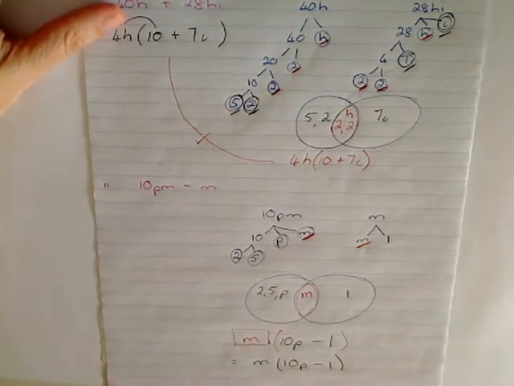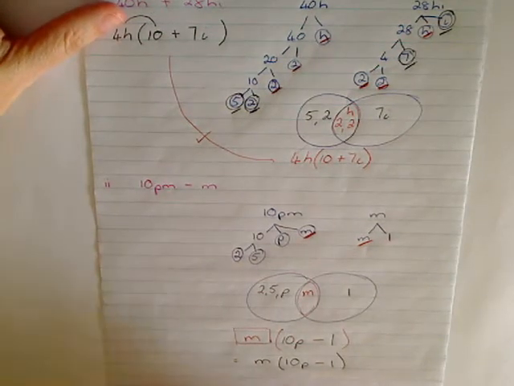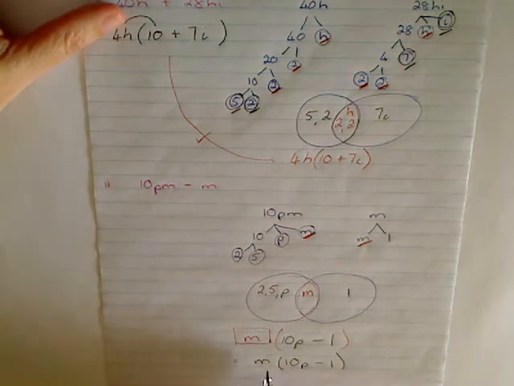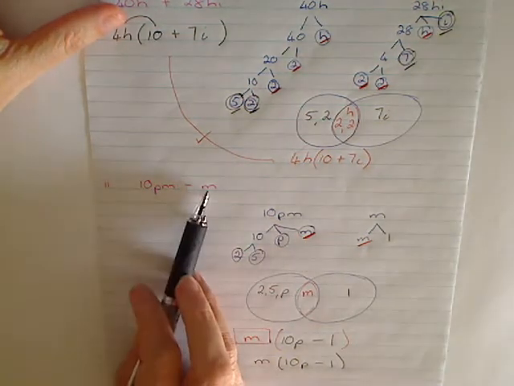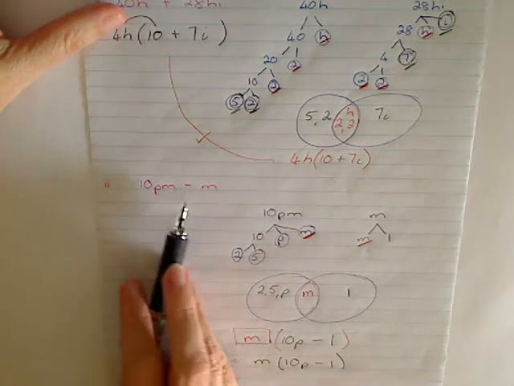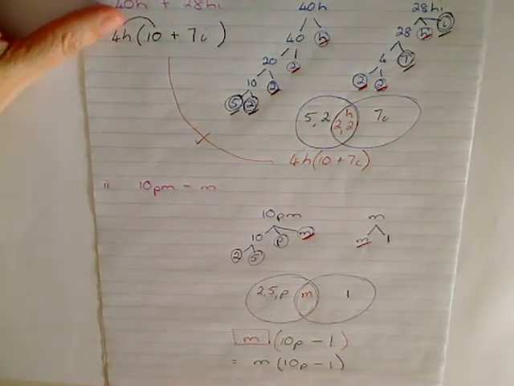And if I wanted to check is that right, I could expand it. 10 by MP does give me 10PM or MP. M by 1 does give me M. So one lot of M is M, and subtraction, subtraction. So I know that I'm correct.